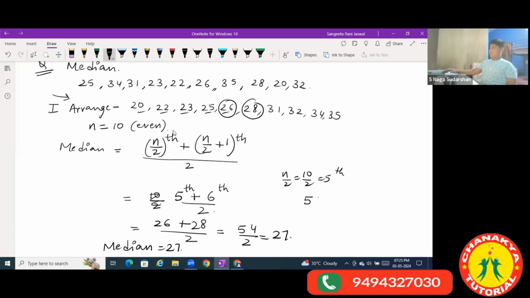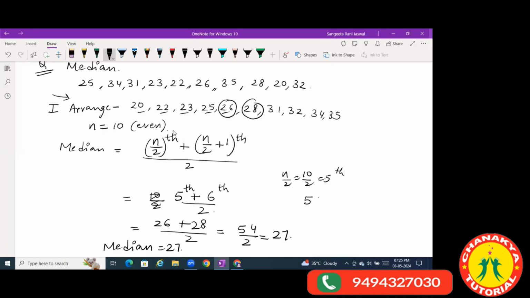Yes, okay, you're right, ma'am. Siddharth, you understood this? Ma'am, median is 27. Yes, median is 27, beta. The middle value. I can't see 27 in the array. Ma'am, but there is no 27 in the list.